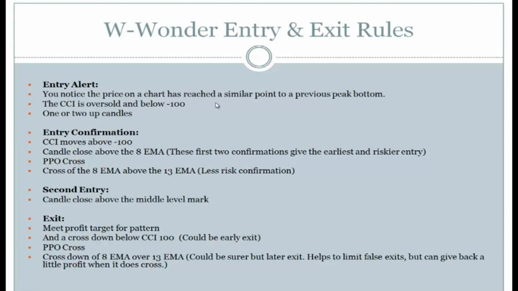Now the exits are that it has met your profit target for that pattern, a cross down below the CCI 100, and this could be an early exit, a PPO cross, or a cross of the 8 EMA over the 13. And this is the surest of the signals. It is a later exit. It helps to eliminate any false exits, but at the same time you can give back a little bit of profit if you wait for the 8 to cross over the 13 before you exit.